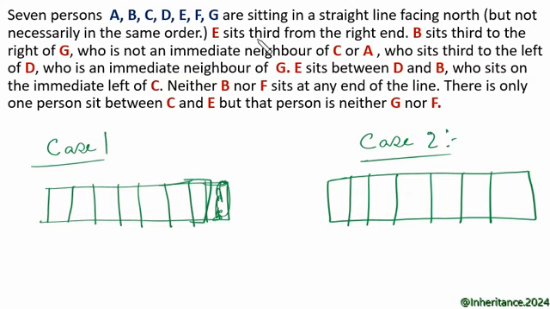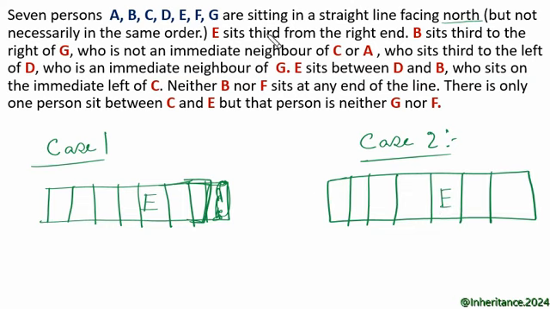So see, E sits third from the right end, so this is the right end. And all are facing north, so it's given that all are facing north. So E sits third from the right end, so if this is the right end, then 1 2 3, E is third from the right end, from this end. It's not which direction, it's from this end. Which one is third? 1 2 3, this is third. We'll do the same in this case.